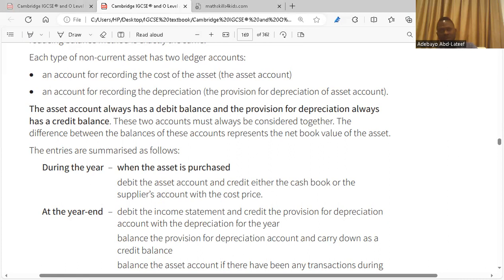So the asset account has a debit balance, but you make provision for depreciation. Provision for depreciation means that in the next 3 years, this value is what we are going to spend on this asset. We call it provision for depreciation. It's always an expense. The asset account is debit. Your provision for depreciation is what I'm talking about.